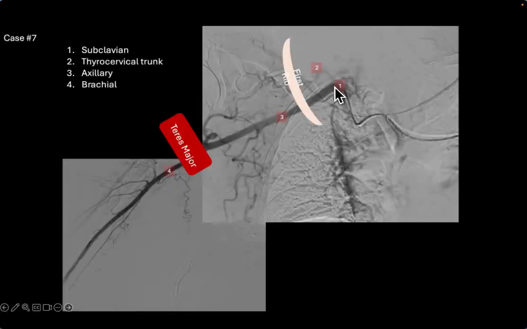Structure number 1 is going to be your subclavian artery. This is going to be your thyrocervical trunk extending cranially. Once we pass our first rib here, we're going to be at the level of the axillary artery. That's then going to run to the teres major, and after the teres major becomes the brachial artery at number 4.